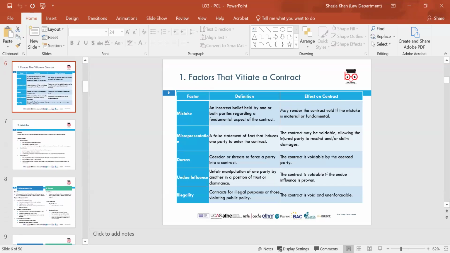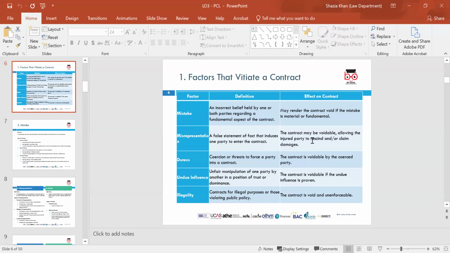The first one is mistake, which is an incorrect belief by one or both parties regarding a fundamental aspect of the contract. The effect on the contract: it may render the contract void if the mistake is material or fundamental. Misrepresentation is a false statement of fact that induces one party into an agreement with another. And the effect on the contract is that the contract may be voidable, allowing the injured party to rescind or claim damages.